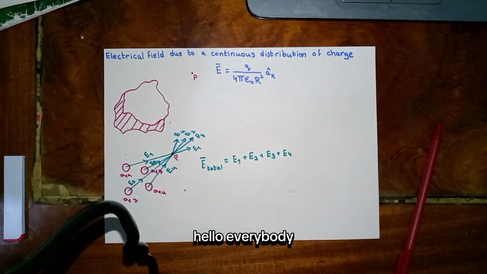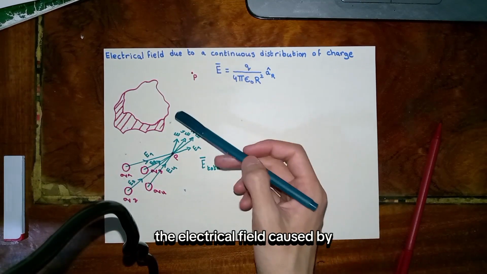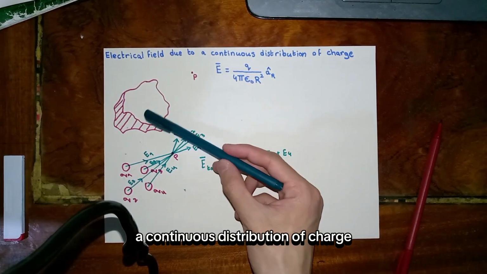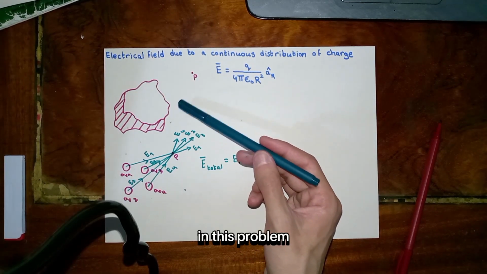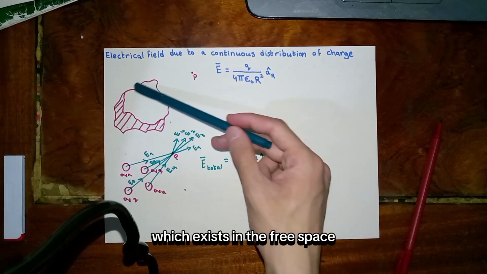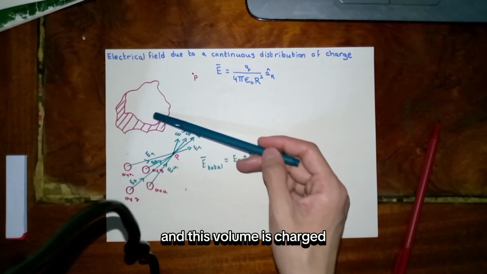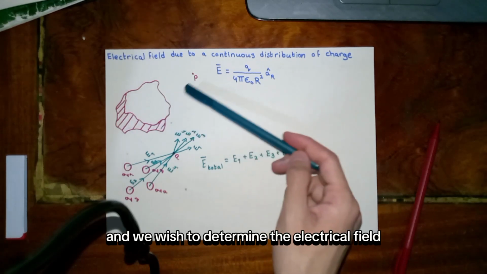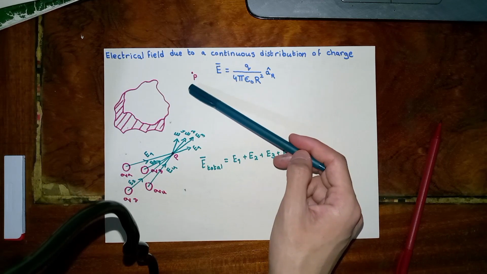Hello everybody. In this video, we will explain how to determine the electrical field caused by a continuous distribution of charge. In this problem, assume that we have this arbitrary volume which exists in free space, and this volume is charged, and we wish to determine the electrical field caused by this volume at point P.